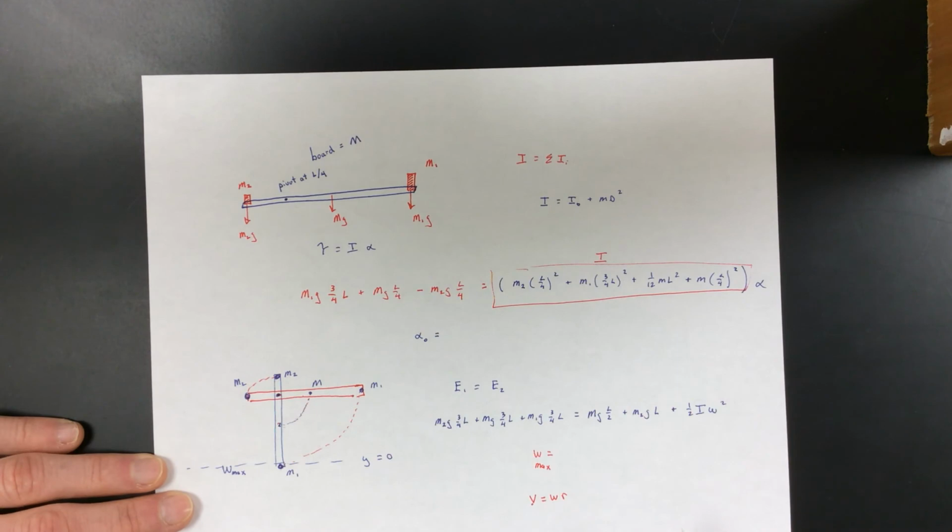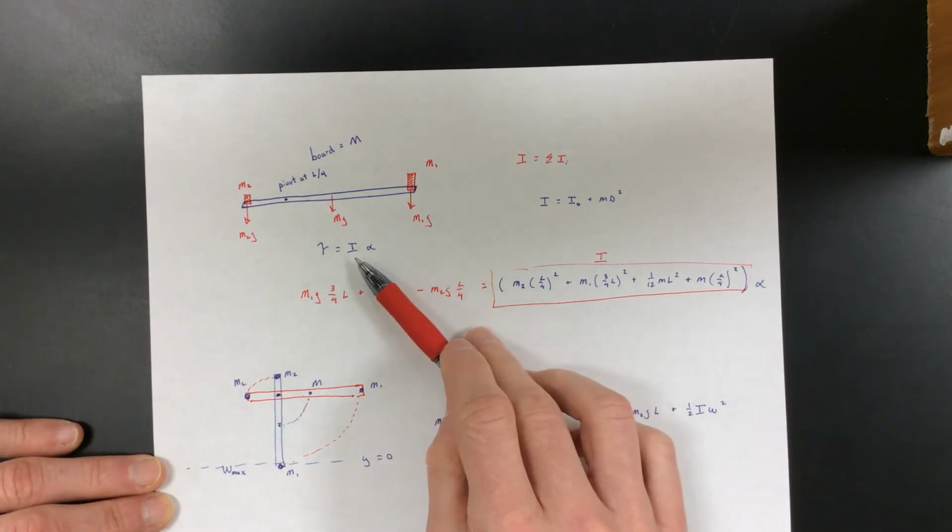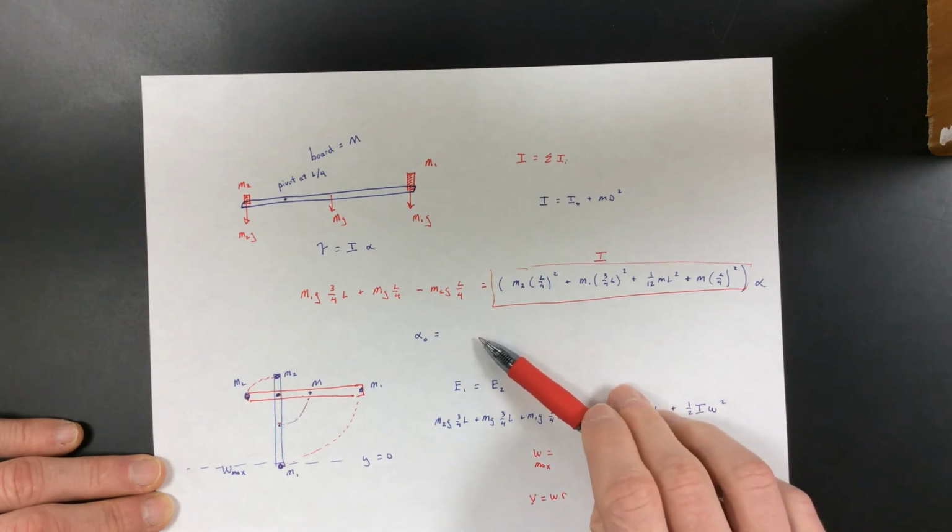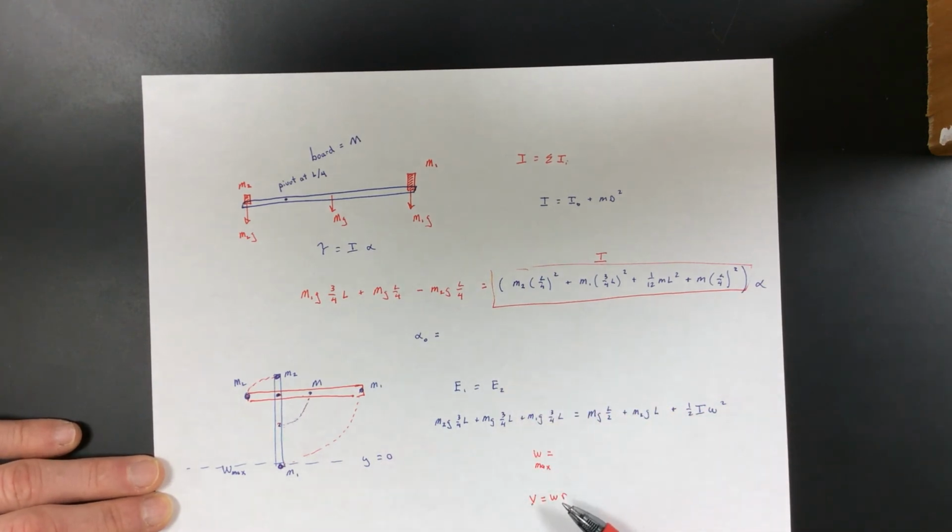And again, this is a nice rotational motion question. It looks at torques and moments and how they influence an original alpha, and then it uses energy to find a maximum omega.